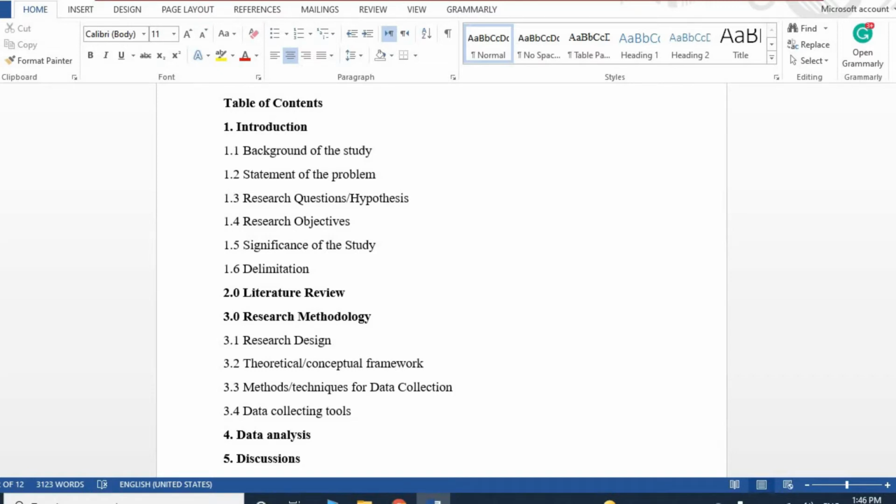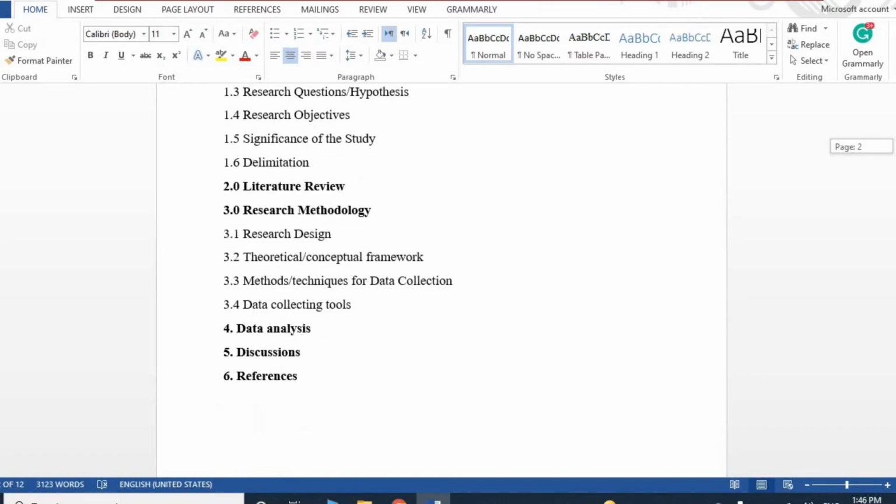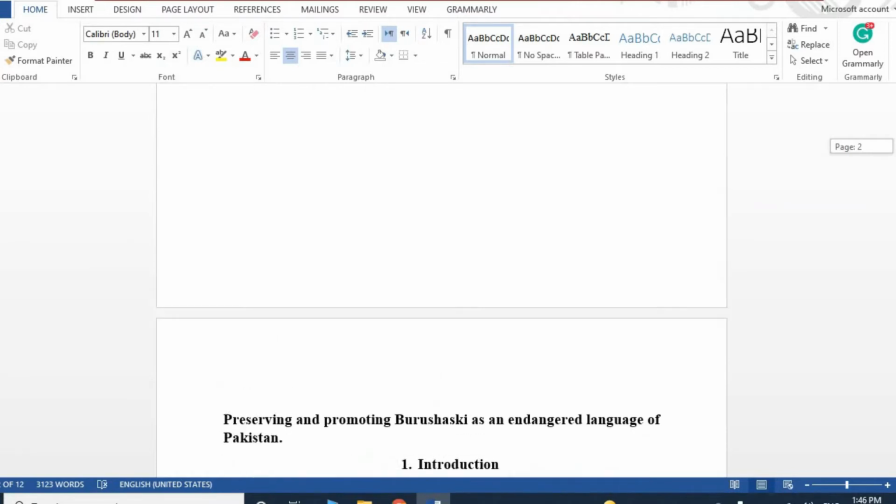The third one is the research methodology, and under that the subheadings include research design, theoretical or conceptual framework, method, techniques of data collection, data collecting tools, data analysis, discussion, and references as well, right?